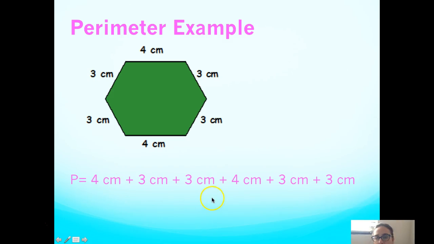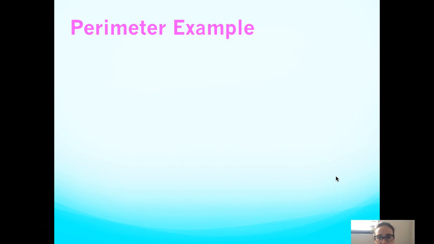When I write down my number sentence, I go in a clockwise direction for my shape. That way I make sure I do not leave out any sides. So this 4 comes from here, 3 from here, 3 from here, 4 from here, 3 from here, and hidden under here is another 3. When you add all those numbers together, you get 20 centimeters. So the perimeter of this hexagon is 20 centimeters.